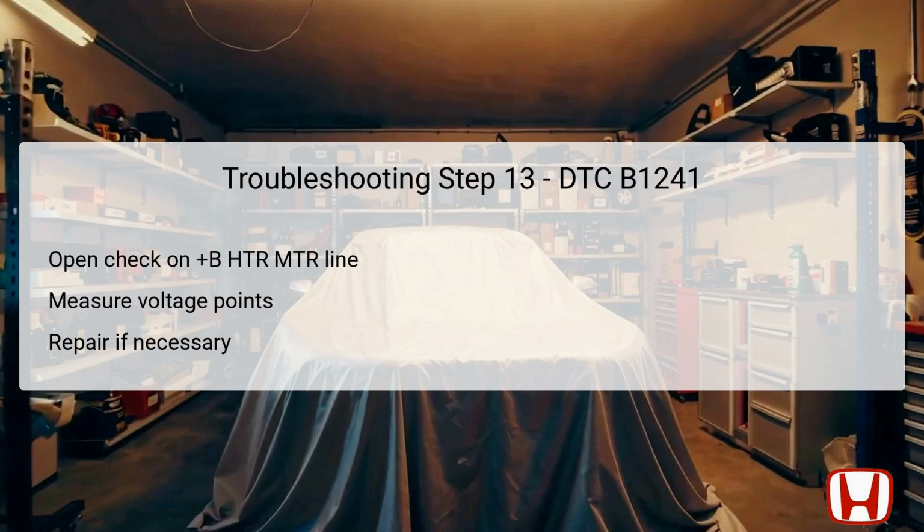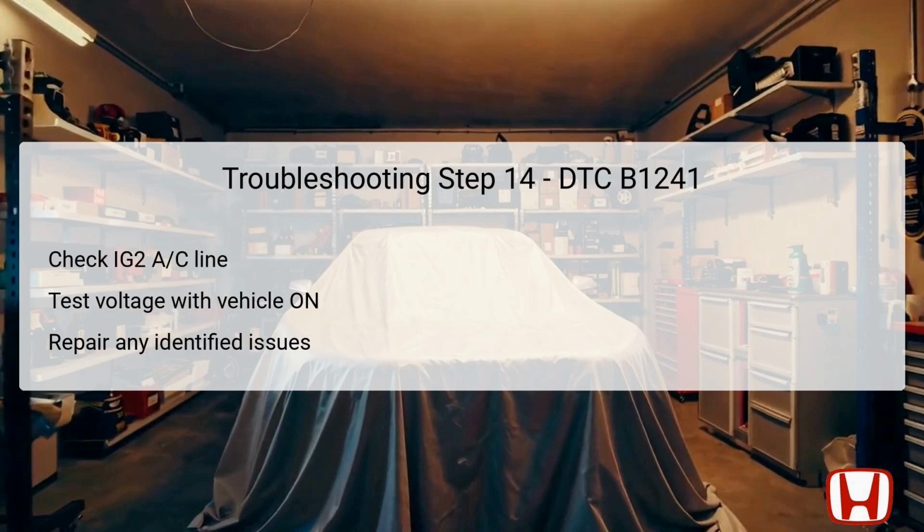A positive voltage reading indicates that the wire is functioning correctly, which allows you to move forward. Conversely, if there's no voltage detected, this indicates an issue in the wiring, necessitating prompt repairs to the +B HTR-MTR wire to facilitate proper operation in the blower motor circuit.